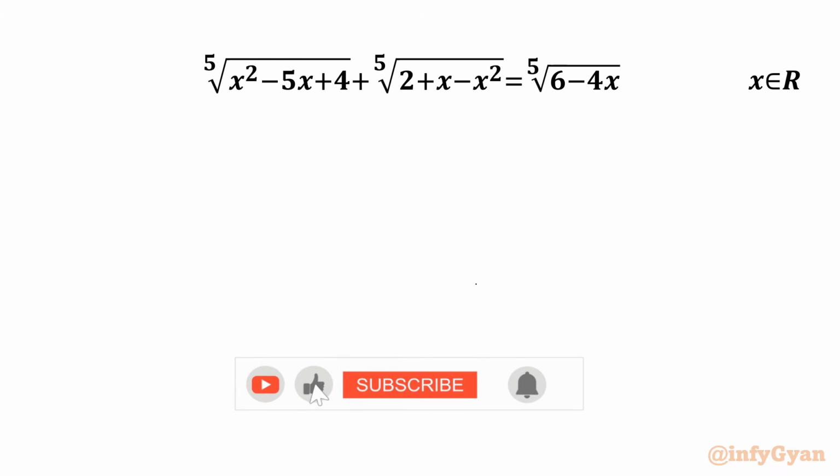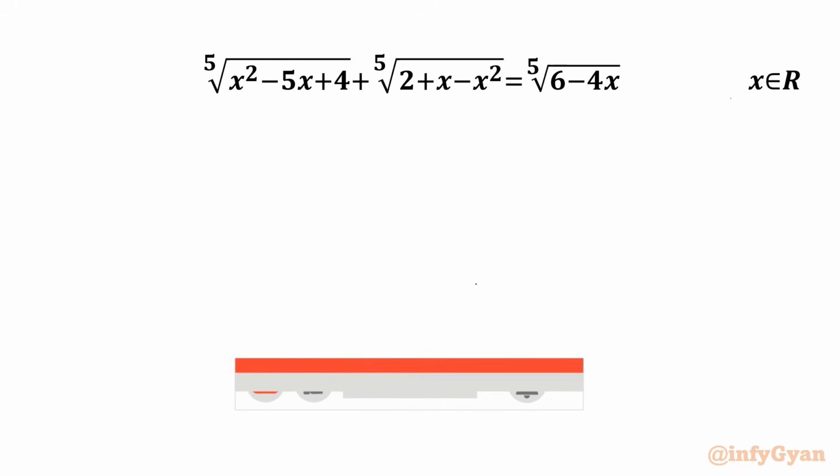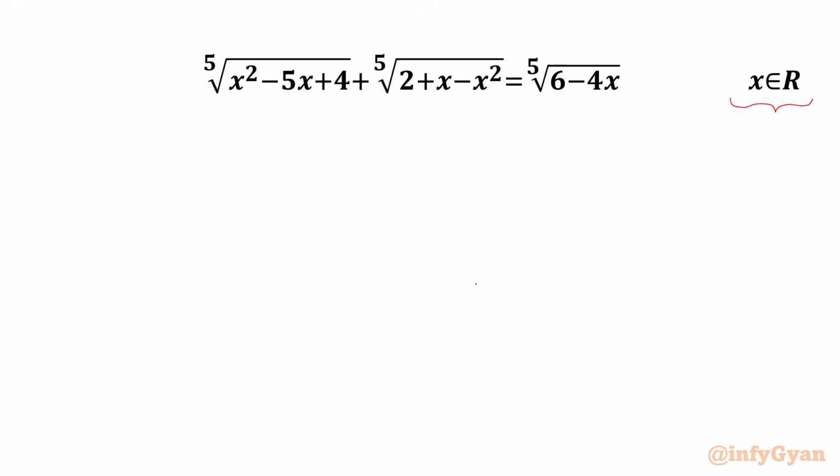In this video, we have another very interesting radical equation which we will be solving for the real values of x. So let's get started straight away with our substitutions. Let's assume the first fifth root is a, and the second fifth root is equal to b.